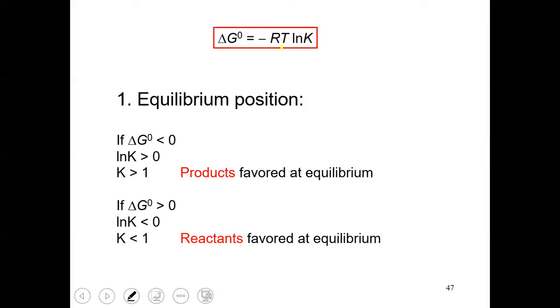So in other words, if we know the standard delta G of a reaction, we can predict at equilibrium which side is favored. What is the position of equilibrium for that reaction? It's pretty cool, huh?